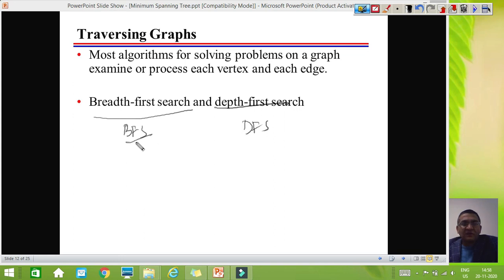In BFS, from any node you visit all its neighboring nodes, and then you move in this fashion until you cover all the nodes. But in depth first search, you start from a node and you keep on moving until you reach the terminal node or leaf node. You keep exploring the path to the deepest level possible, and then you explore the next one. You keep doing this until all the nodes have been traversed.